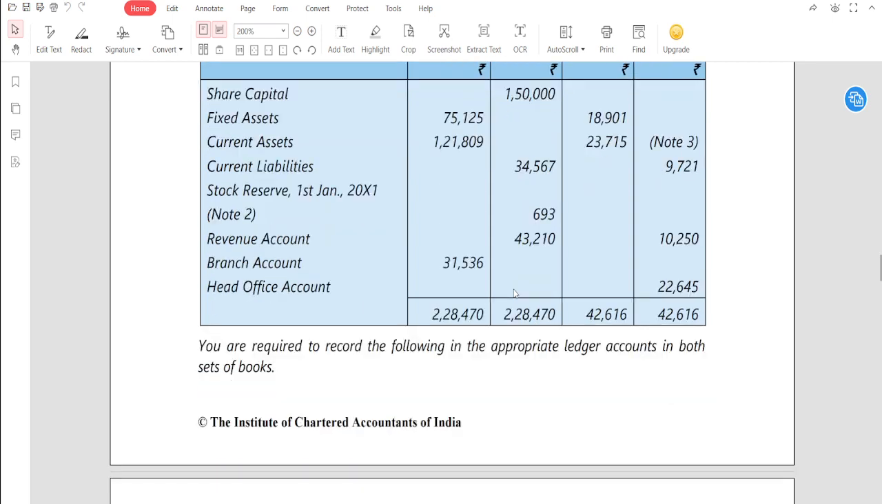You are required to record the following in the appropriate ledger accounts in both the sets of books. It's a very lengthy sum, a little bit lengthy, but ठीक है, चलेगा, कोई problem नहीं है. In both the sets of books, we need to record all those transactions. All these transactions need entries. Okay, ये करना है.